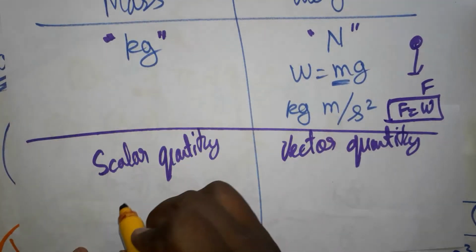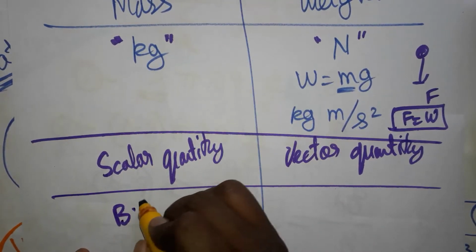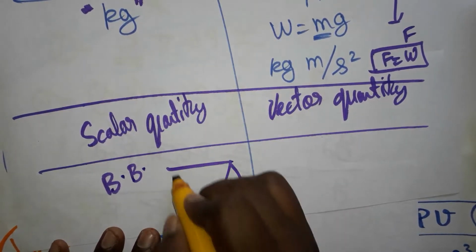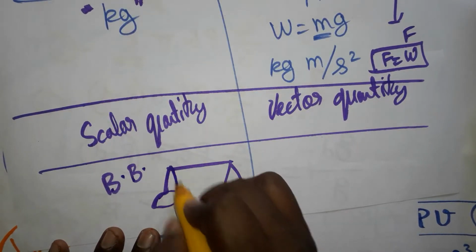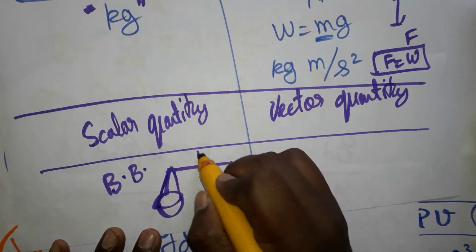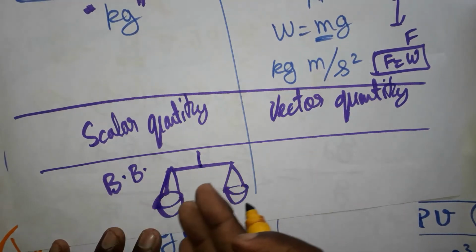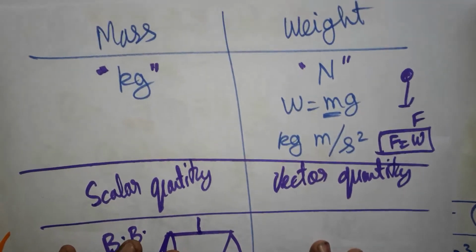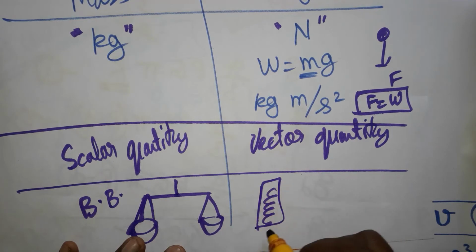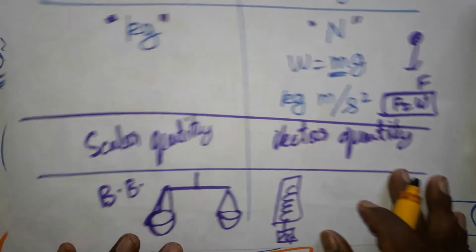Okay. Mass is measured by beam balance and physical balance. Beam balance will be like this, and physical balance also will be like this. The gravity gets cancelled, so using this technique we are going to measure the mass. Usually we can see this in vegetable shops. Weight we can measure using a compression balance or spring balance.